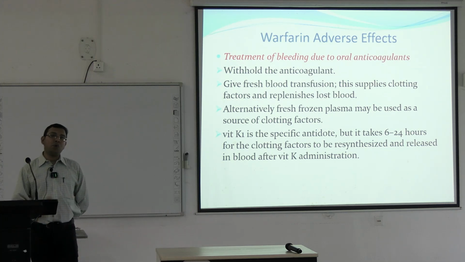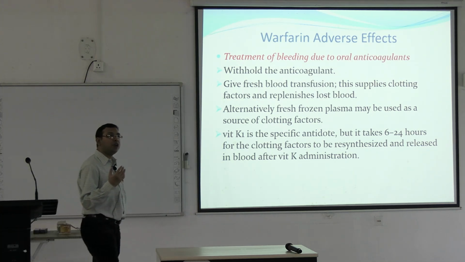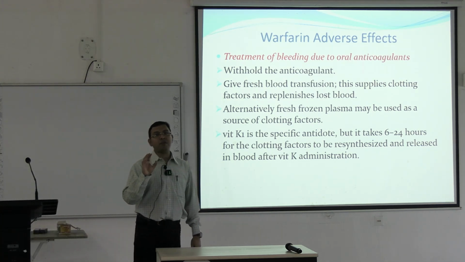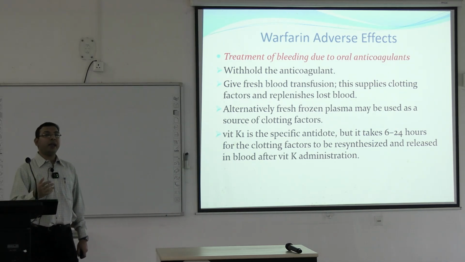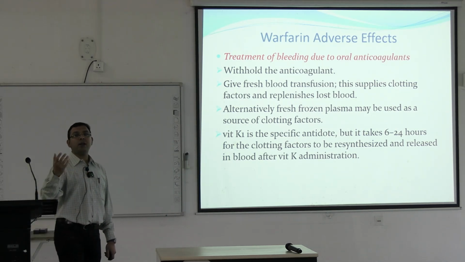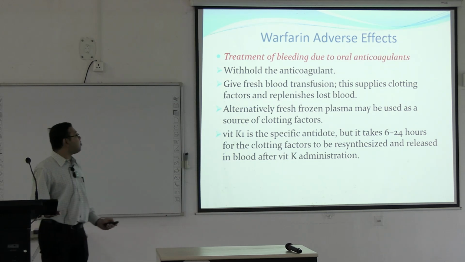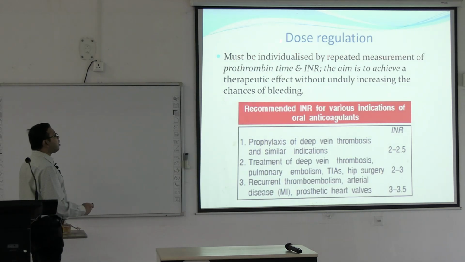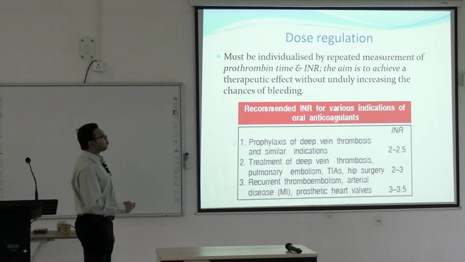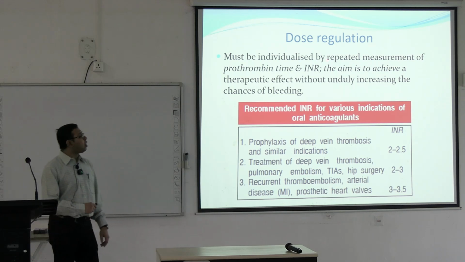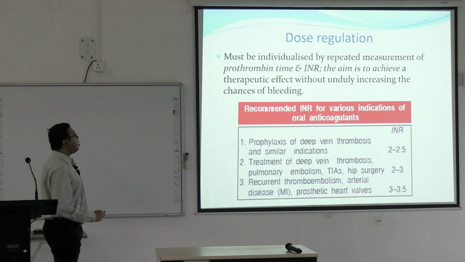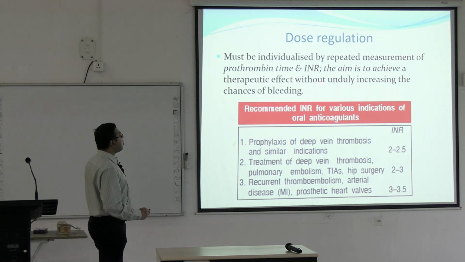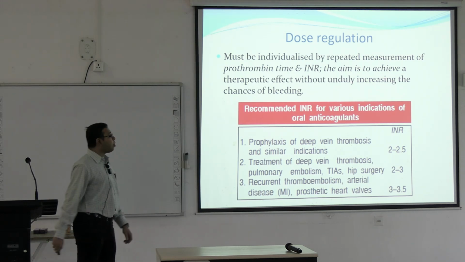But again, when there is warfarin toxicity, we have to give first some fresh blood transfusion or fresh frozen plasma, because it takes some days to generate the coagulation factors. Dose regulation must be individualized by repeated measurement of the prothrombin time and the INR, international normalized ratio. The aim is to achieve a therapeutic effect without unduly increasing the chances of bleeding.